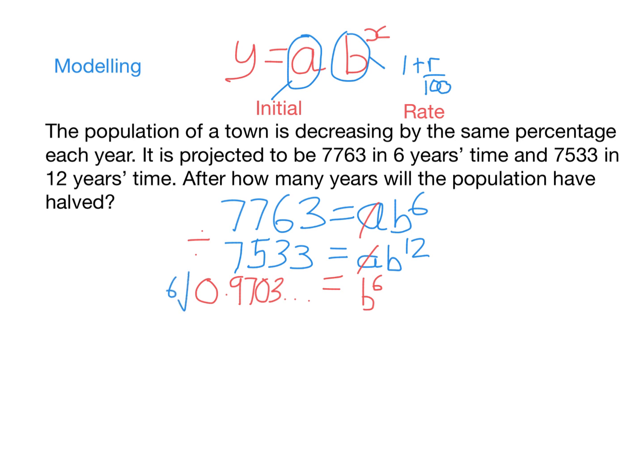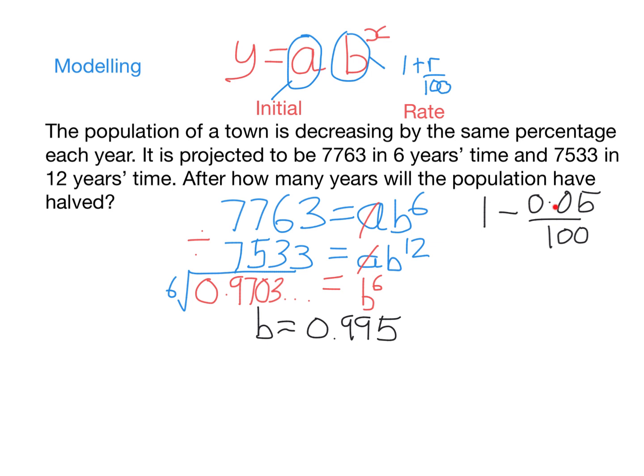So I'm going to take the 6th root of a and see the answer in my calculator. When we do that, we get an answer that is close enough to 0.995. So 0.995 is 1 minus 0.05 over 100. That's B. That means the population is decreasing by 0.05% each year.